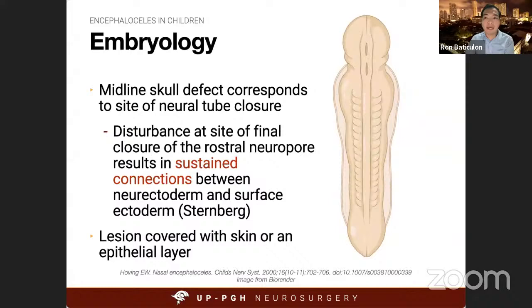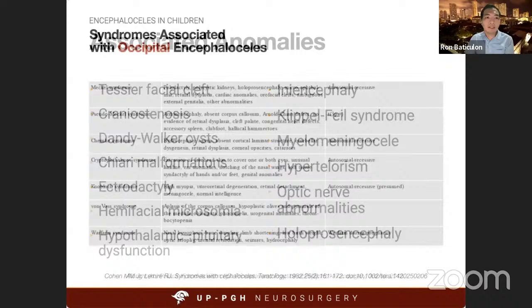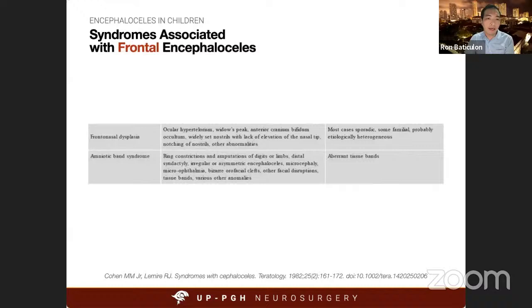They have associated anomalies listed here. Here are some syndromes associated with occipital encephalocele, most importantly, Meckel syndrome. And for frontal encephalocele, that will be amniotic band syndrome. So these are just things you should look out for.